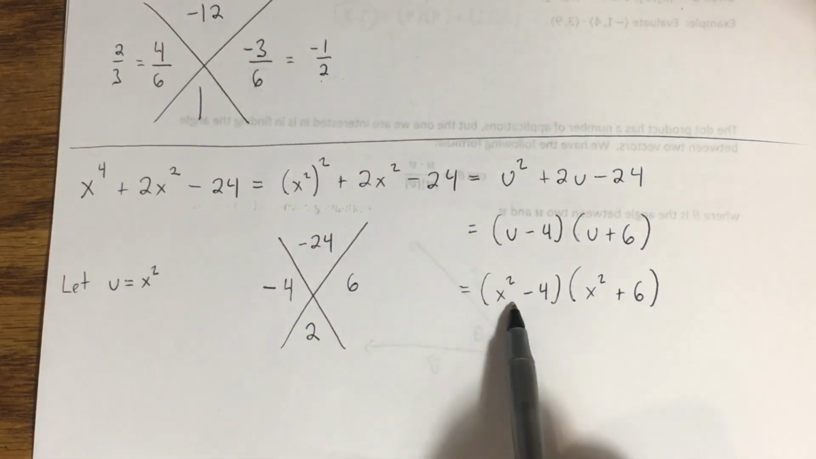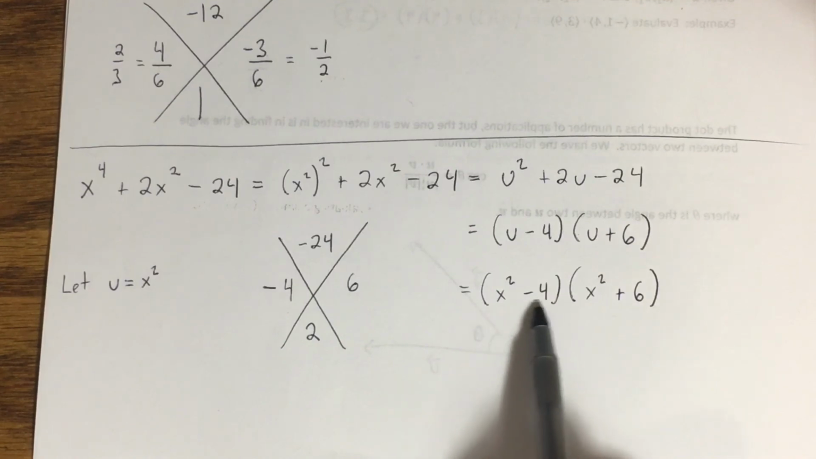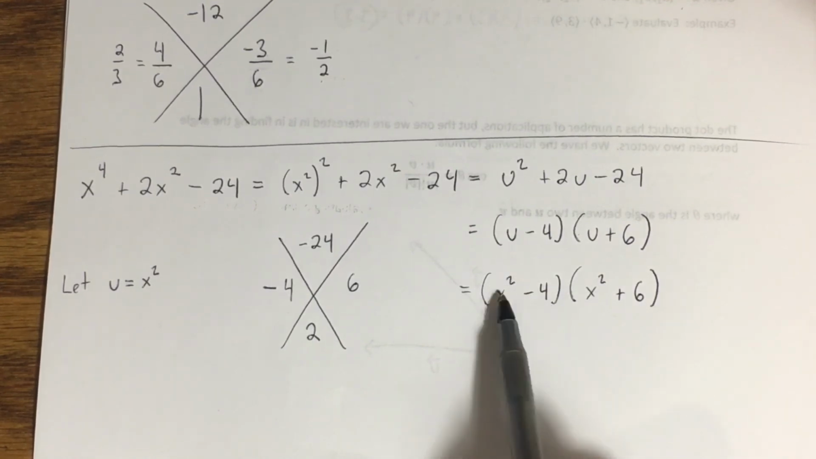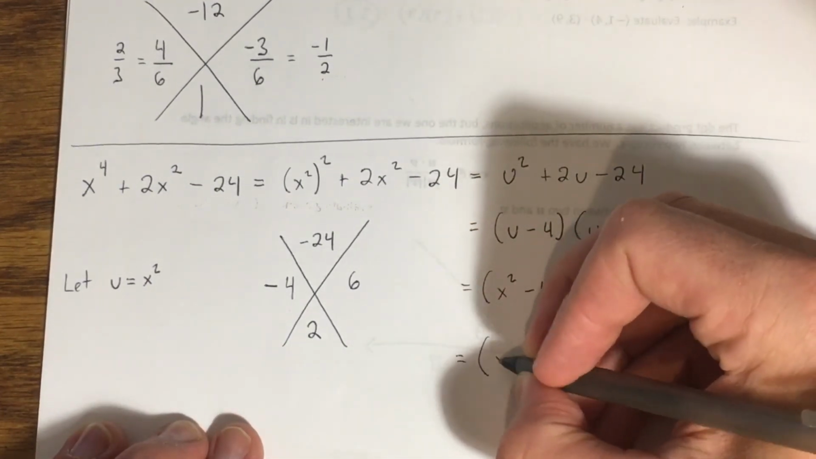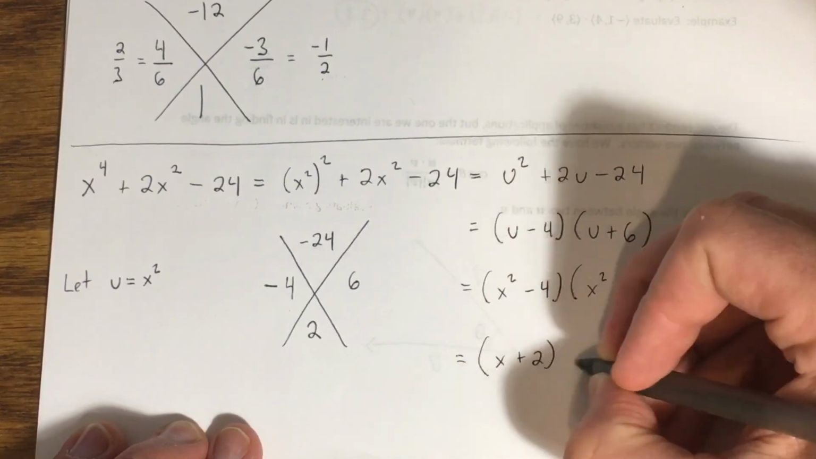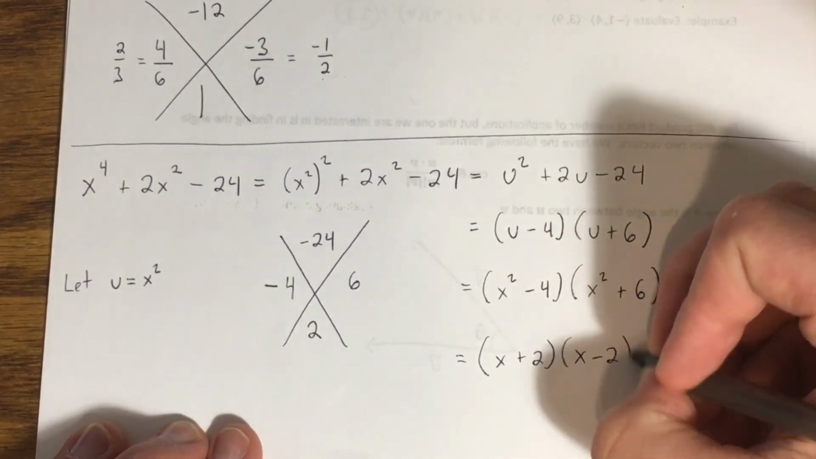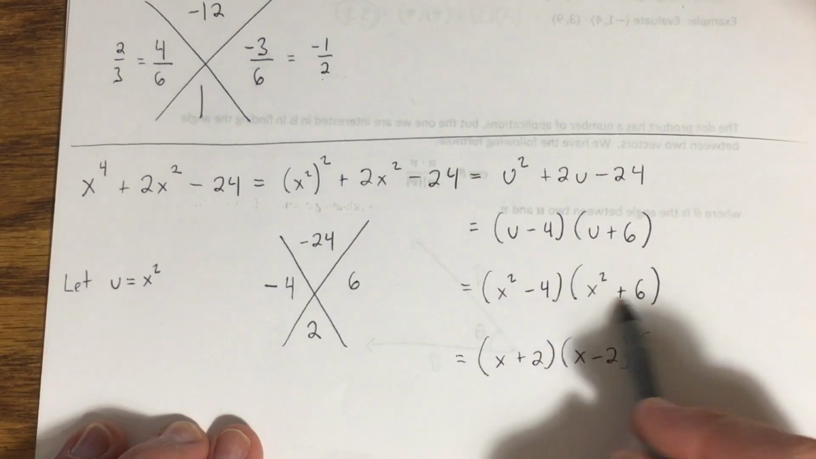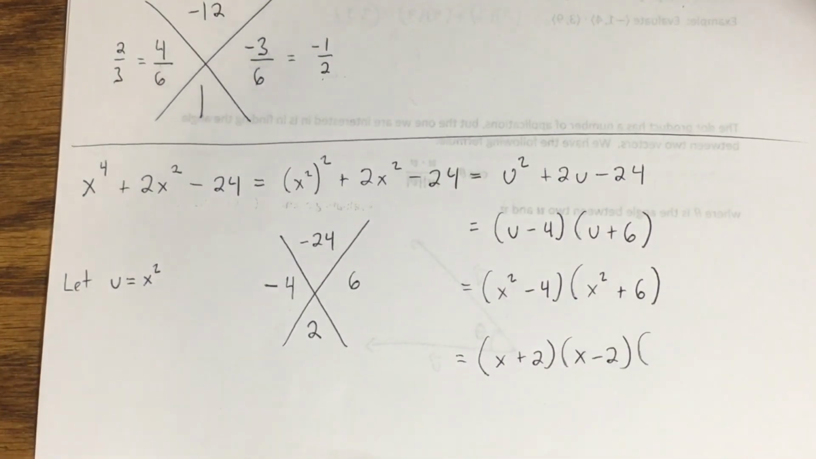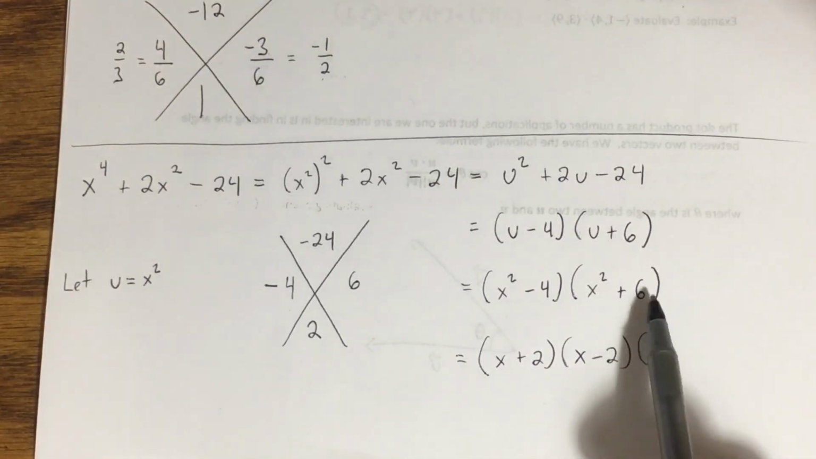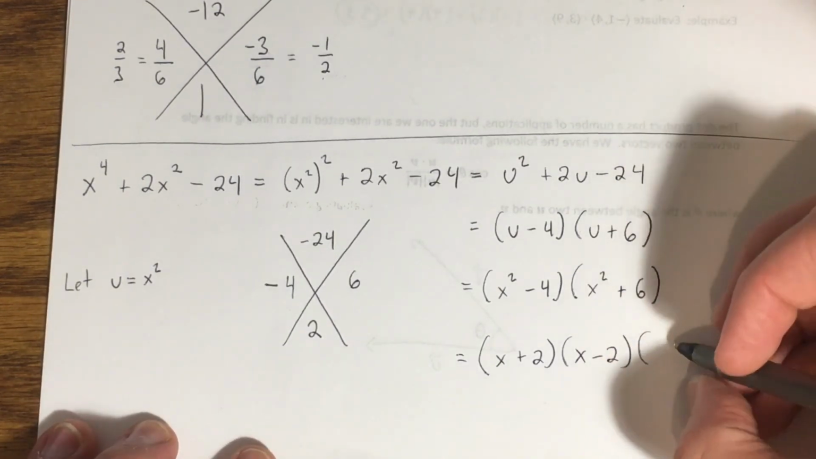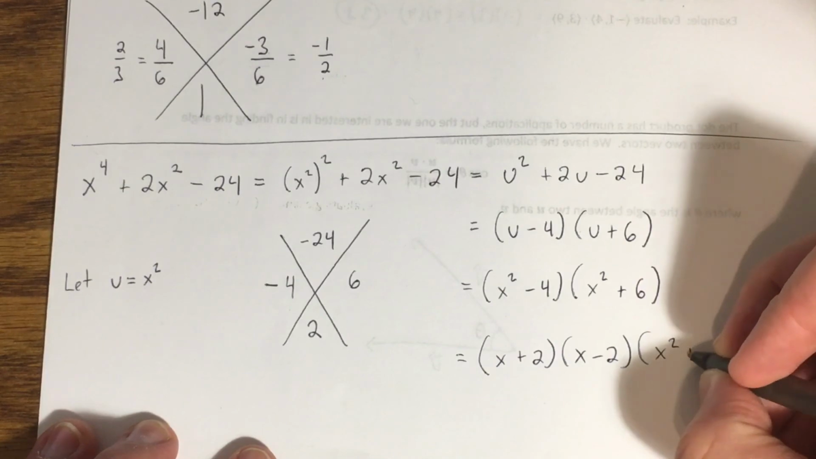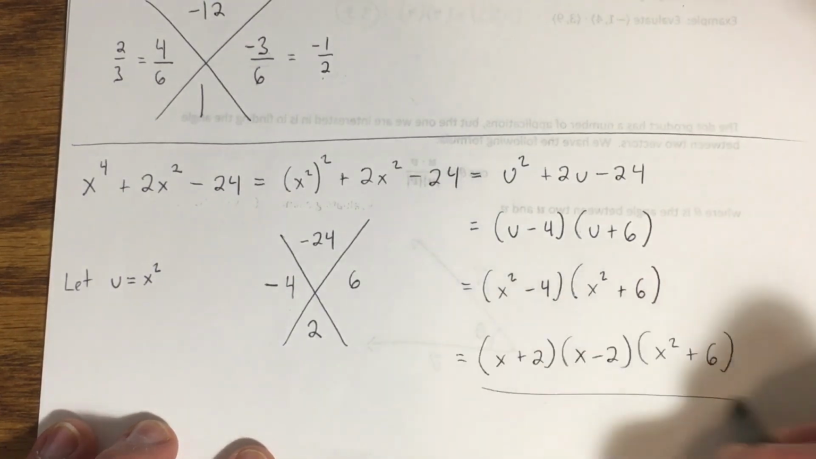Except if you notice, one of these two factors is a difference of squares, this one in particular, x squared minus 4. 4 is a perfect square, x squared is a perfect square. And so that can be factored even further. X plus 2, x minus 2. Now this thing here is not a difference of squares. For one thing, 6 is not a perfect square, and for another thing, even if it were, that's a plus, not a minus. And you cannot factor sums of squares, only difference of squares. So this becomes x squared plus 6, and now we're done.